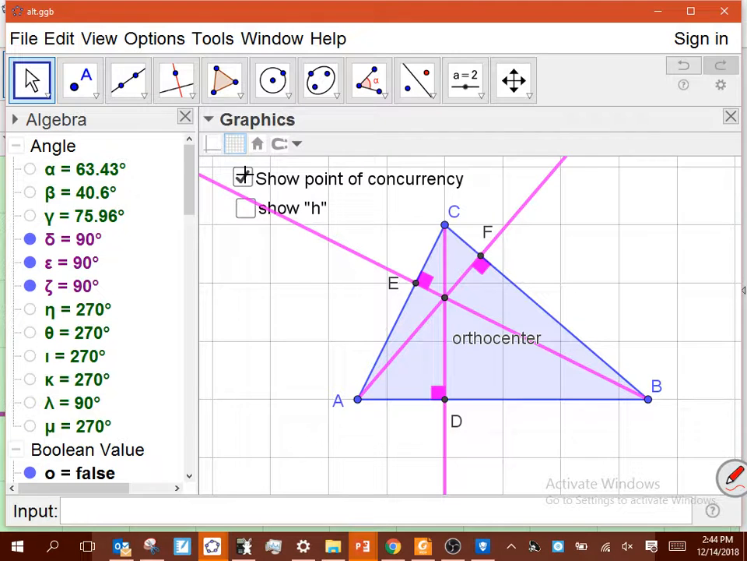Is there a difference between the point of concurrency and orthocenter? The point of concurrency, so when lines are concurrent, the point where they meet is called a point of concurrency. So the centroid is a point of concurrency. The incenter is a point of concurrency. The circumcenter is a point of concurrency. And the orthocenter is one.